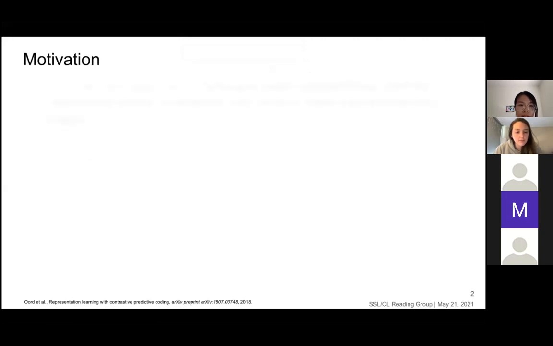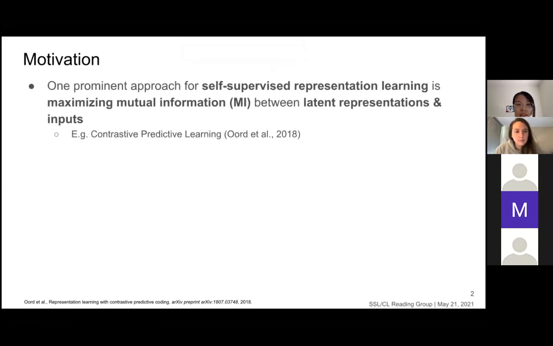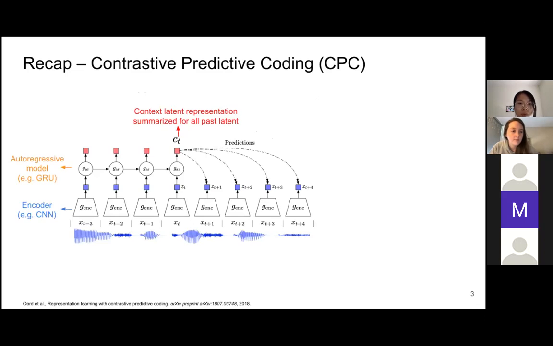All right, so the motivation behind it is that most of the current self-supervised or contrastive learning methods are based on maximizing the mutual information between the latent representations and the inputs. One very popular approach is called contrastive predictive coding. Just a quick recap, what is CPC? The CPC framework was initially designed for sequence data too.